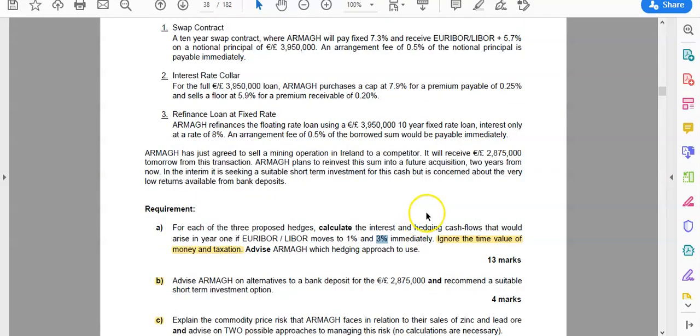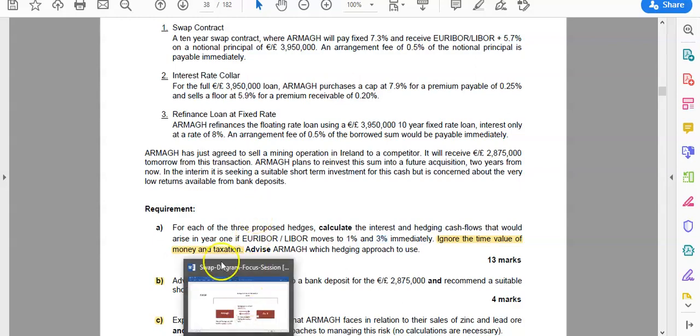And that is worth 13 marks. So you have about 2 minutes a mark, about 26 minutes to do something like this. And remember, there's only about 4 or 5 main hedging techniques in interest rate risk. So it's something you should have a cheat sheet prepared with going into the exam.